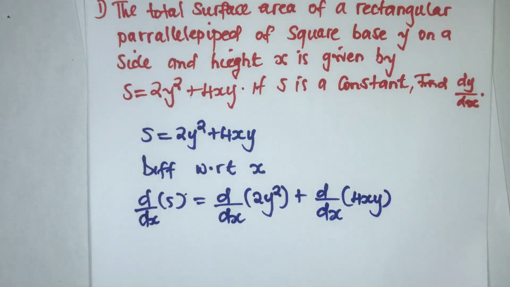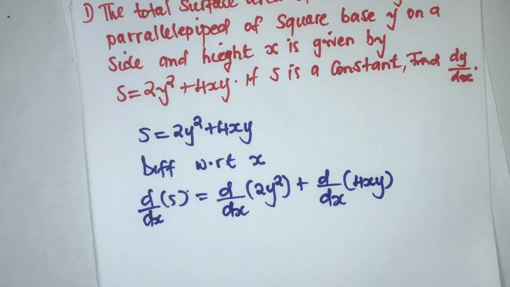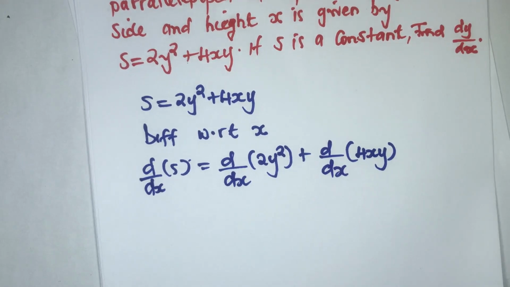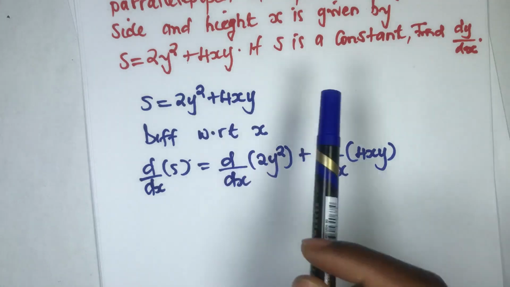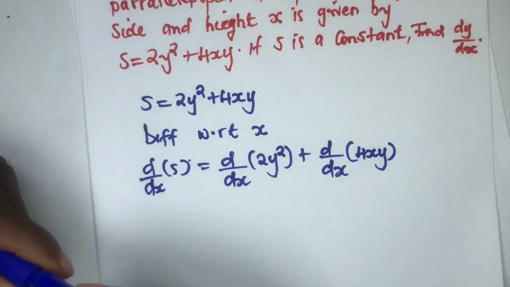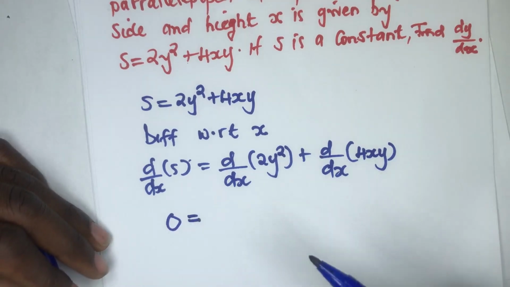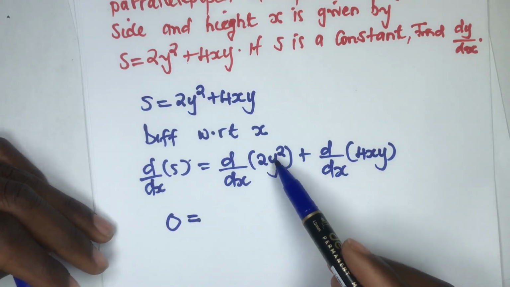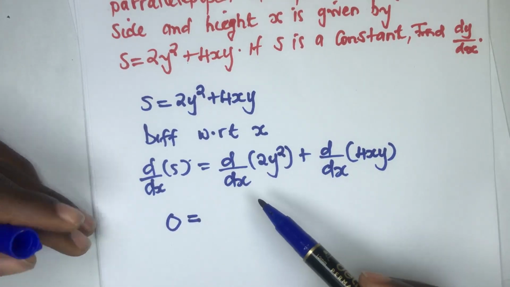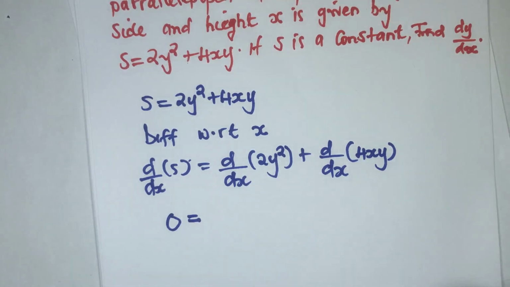The method of differentiation that we're going to use here is called implicit differentiation. Under implicit differentiation, when you are differentiating a variable with respect to a different variable, you introduce dy/dx at the end, because there are two different variables. Bear in mind that we've been told S is a constant. So the derivative of a constant gives us 0, which will be equal to differentiating 2y² with respect to x. Notice that x and y are two different variables.